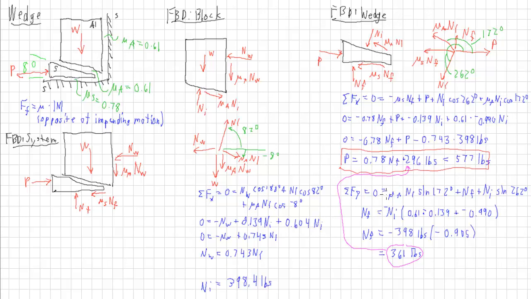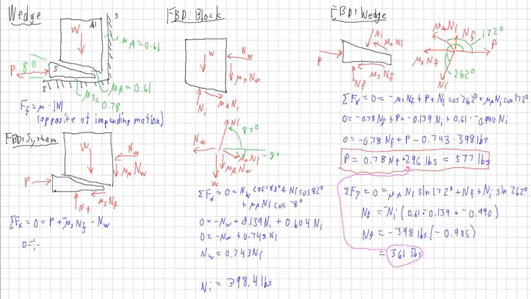Last but not least, we need to check that against the system here. Take my forces in the x direction, they have to equal 0. I have P plus mu s and F, the frictional force at the floor, and this should be negative. And we'll also subtract the normal force at the wall.